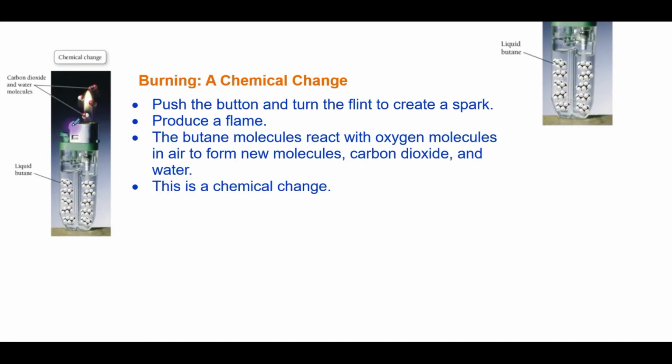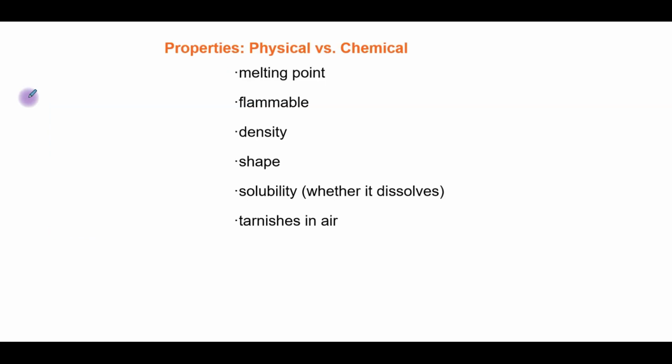But if I push that button and that turns a flint and I create a spark, then I have a flame. So light is being produced and energy is being given off. This time the gaseous butane is changed to carbon dioxide and water. That's a chemical change. Pause the video and decide if these are physical or chemical changes.